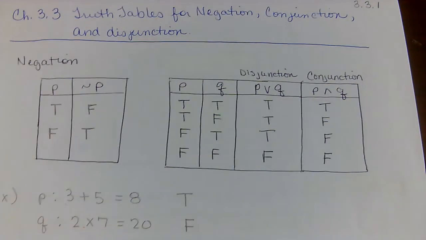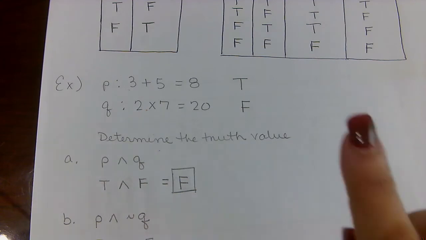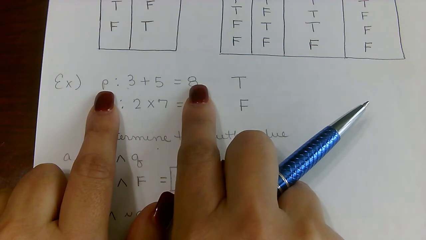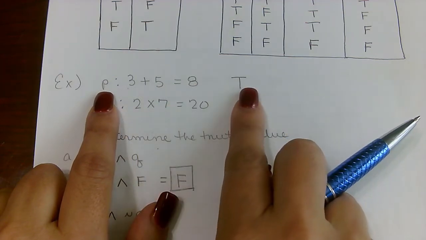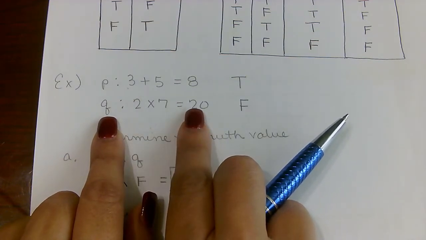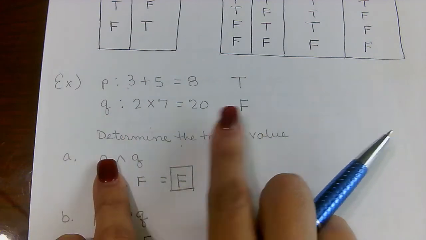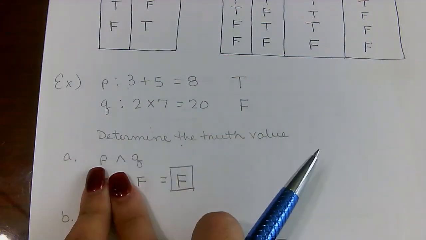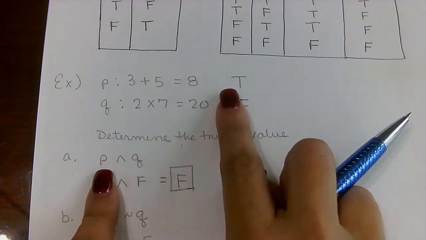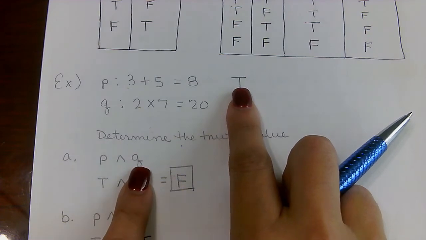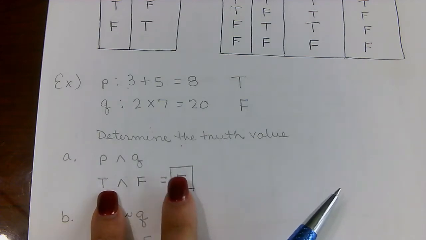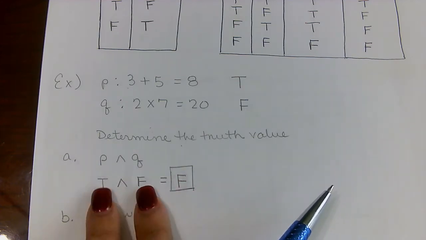Okay, so let's look at a couple of examples here. Here, P is going to be 3 plus 5 is equal to 8. I can say that this is a true statement. Q, 2 times 7 is not equal to 20, so this is a false statement. We're going to determine the truth value. P and Q. Is this true or is it false? Well, if P is true and Q is false, and we want both of them to be true, then this is going to be a false statement, because we need both of them to agree.